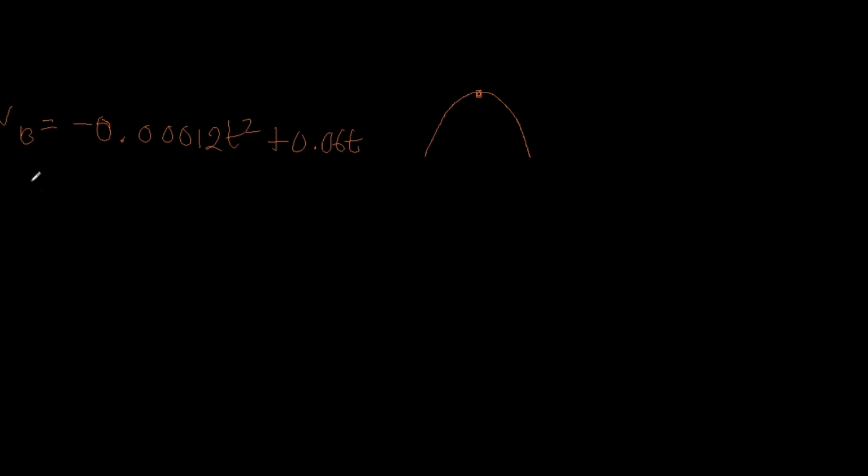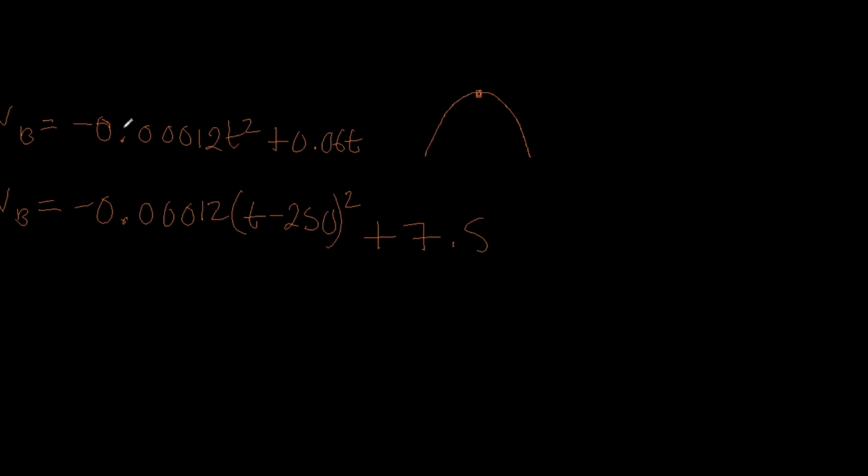So I'm simply going to complete the square for this function here, and that is going to give me VB is equal to negative 0.00012 multiplied by (t minus 250) squared plus 7.5. So that's what I get when I complete the square for this parabola.